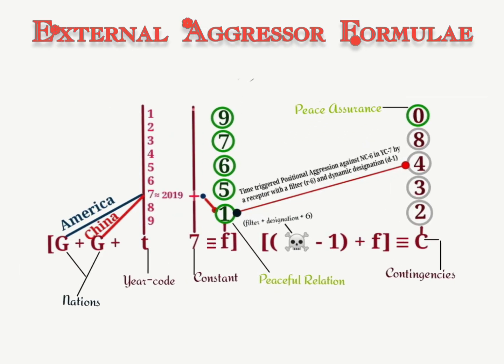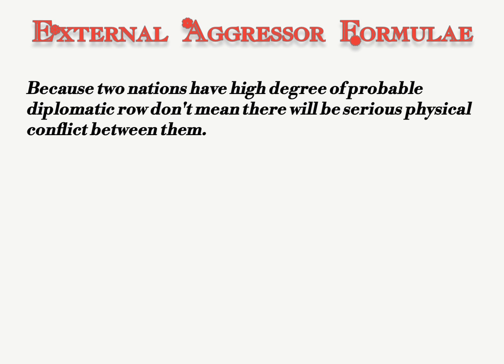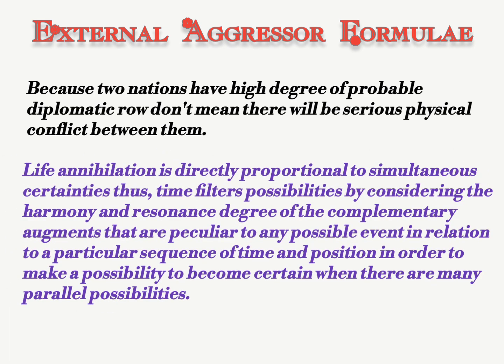External aggressor formulae. Because two nations have high degree of probable diplomatic row doesn't mean there will be serious physical conflict between them. Life annihilation is directly proportional to simultaneous certainties, thus, time filters possibilities by considering the harmony and resonance degree of the complementary augments that are peculiar to any possible event in relation to a particular sequence of time and position in order to make a possibility to become certain when there are many parallel possibilities.